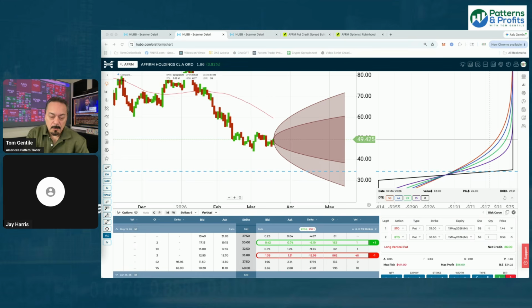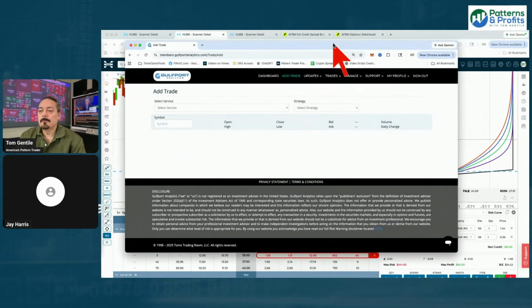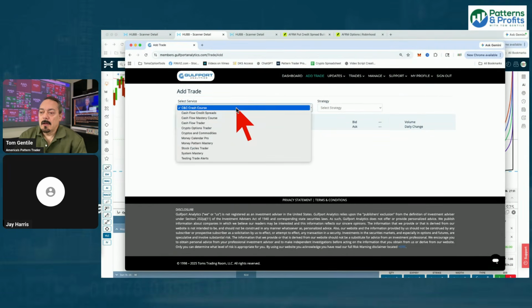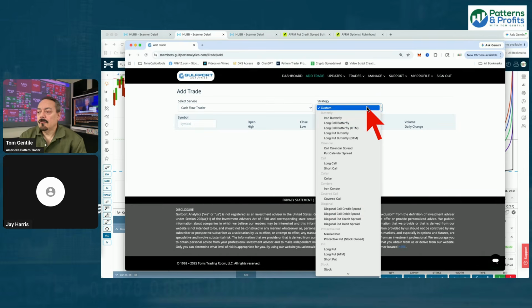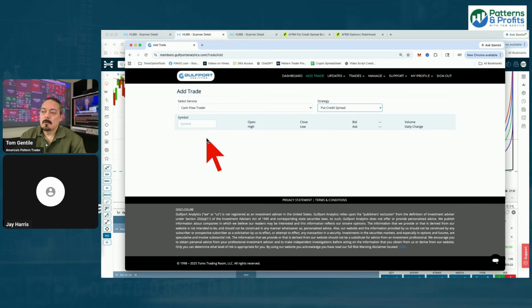Is below long-term support. Okay, so that is our AFRM put spread. All right, let me build this one out. So from here, I'm going to pop back in again and build this trade up real quick. So the strategy is now a put credit spread. We're going to look at a put credit spread on AFRM.